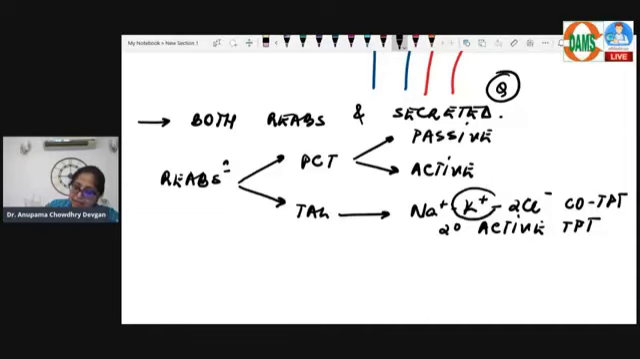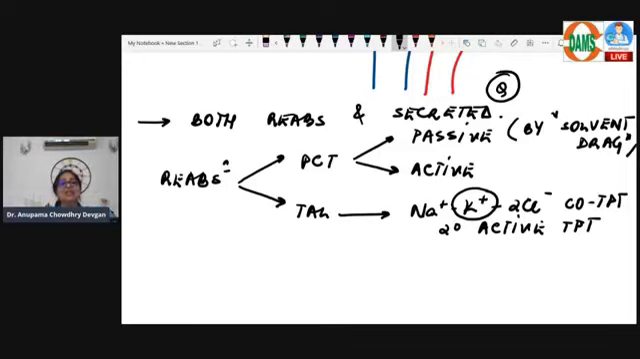In the thick ascending limb, it is secondary active co-transport, right? Passive reabsorption of potassium in the PCT is by a mechanism known as solvent drag.